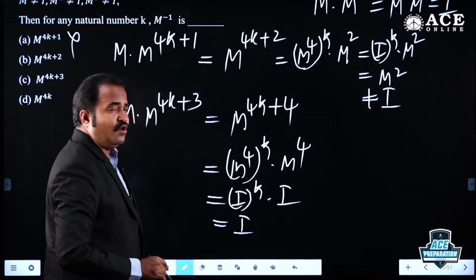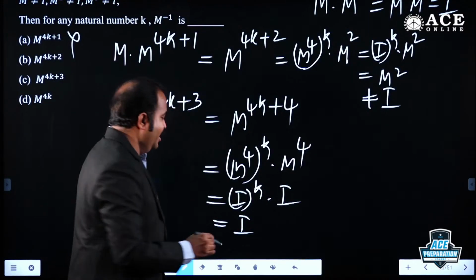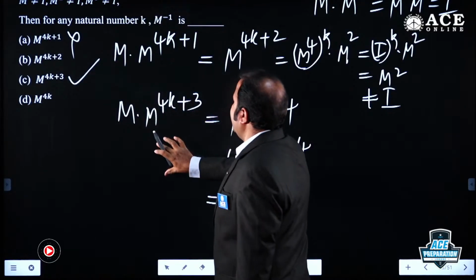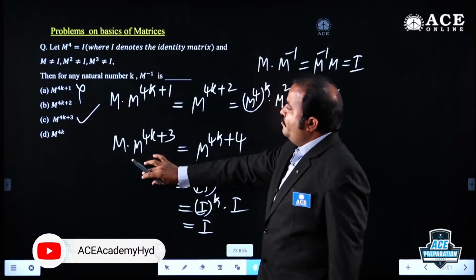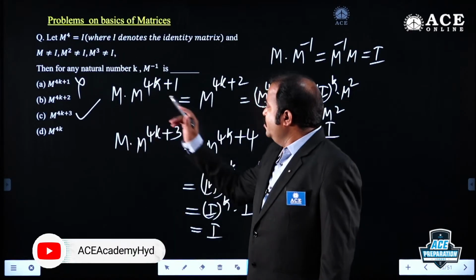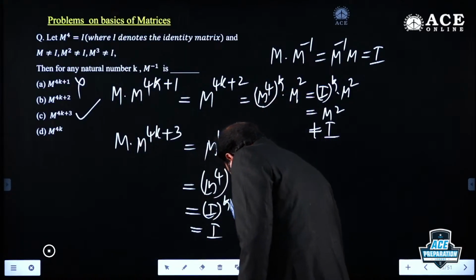So m into m power 4k plus 3 equal to I means what? M power 4k plus 3 is the inverse. So option C is going to be the correct answer. Similarly, you can verify option B and option D also. Is it right? Understood or not? So very good example on inverse of matrices.